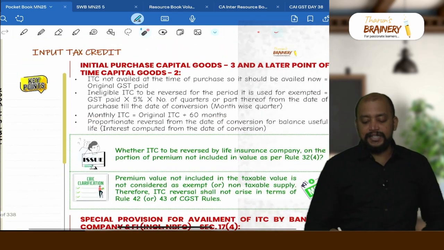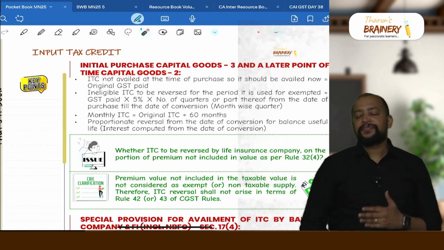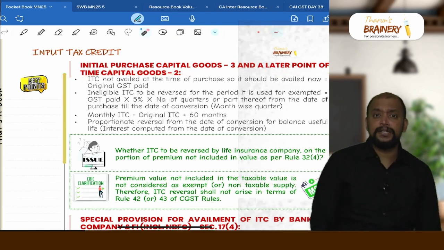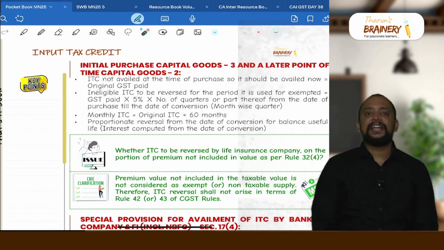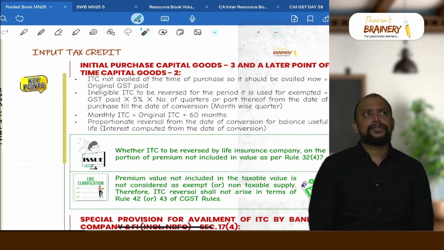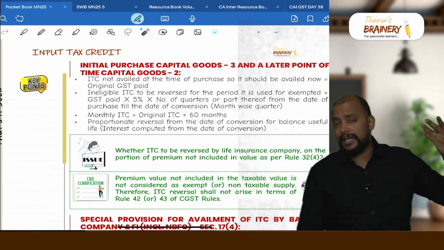Then initially purchase as capital goods 3, and at a later point of time it becomes capital goods 2. Then what is the treatment with respect to this? Initially you purchased and used it as CG3. So in that case, can we avail the ITC? No, we cannot avail ITC. Why? Because initially we purchased and used it for exempted, so we would not have taken ITC.